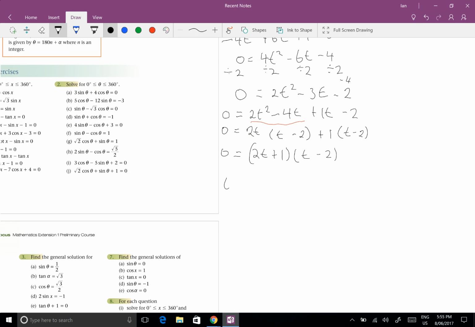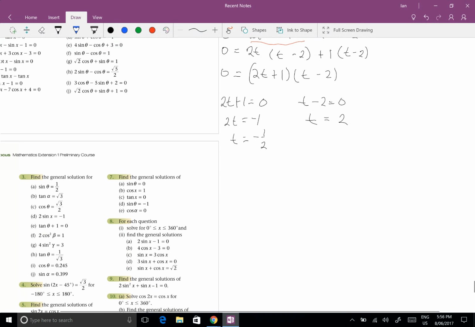So I can get t equals negative, oh, well, I'll do it just in case some people don't understand. I'll go, well, that means 2t plus 1 equals 0, or t minus 2 equals 0. Okay, so that means we'll just deal with this one. Minus a 1, 2t equals negative 1, divided by the 2, t equals negative a half. Over here I can go, oh, I'll just add the 2 over, so t equals 2.